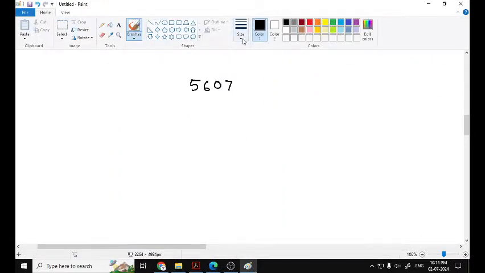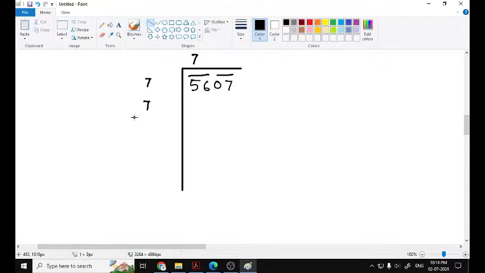5607 is not a perfect square, so at the last step our remainder will not be equal to 0. Let us start making periods from the rightmost digit. 56 is not a perfect square. The square closer to and smaller than 56 is 49, that is 7 square. Let us write 7 at 3 places. We add those digits in the divisor part. We get 14. 7 into 7 is 49, and the difference is 7. Let us take the next period.